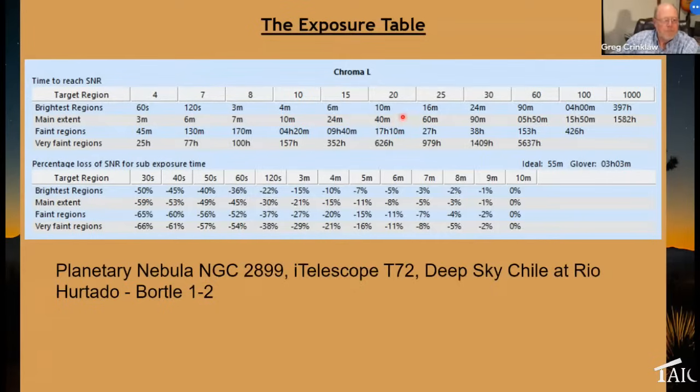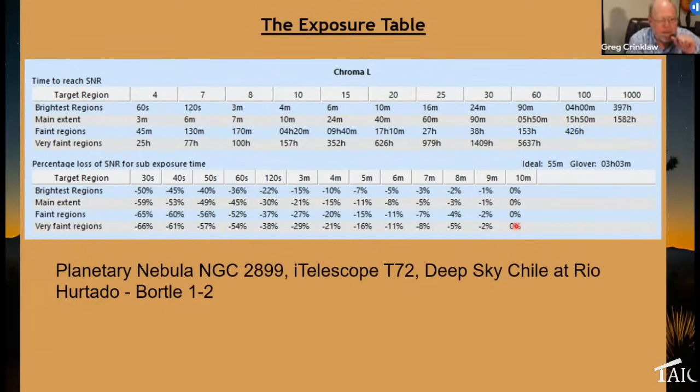So that's one use for this. Now we can look at it and say, well, what am I going to get? For this, I'm going to get mostly the bright regions and the main region and a little of the faint. After that, we're not going to get anything. Now, this table is also for this L filter.